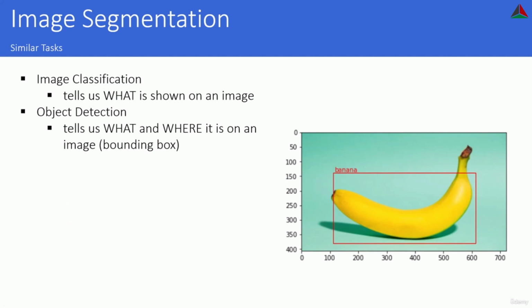The next level of complexity is object detection. This kind of technique is available and can help you to not just get a label for the complete image, but also for the region of the banana in this image. So where image classification can tell you what is shown on an image, object detection can tell you what and where something is on an image. And then it's putting some bounding box around it. So this is what you can see here with the red rectangle.